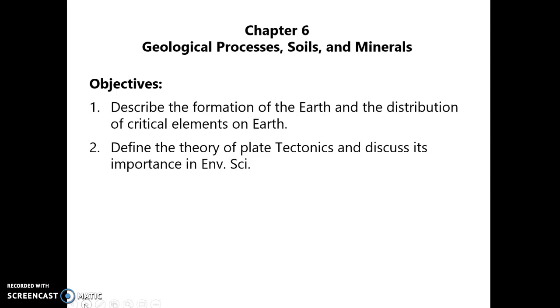Okay, second, students should be able to describe the theory of plate tectonics and discuss its importance in environmental science. So the theory of plate tectonics says that the Earth's crust and upper mantle is broken into seven large plates and a number of smaller plates, and these plates are in constant motion.